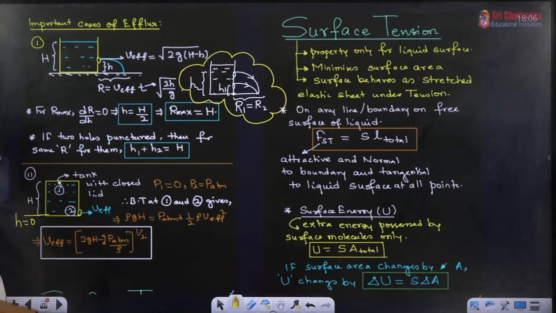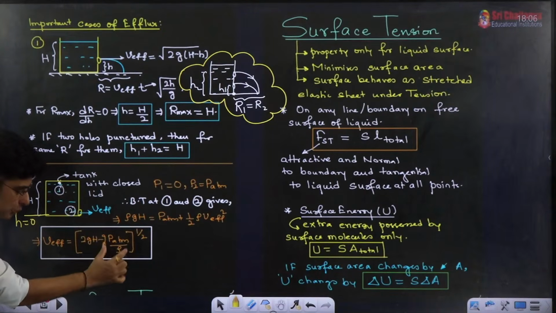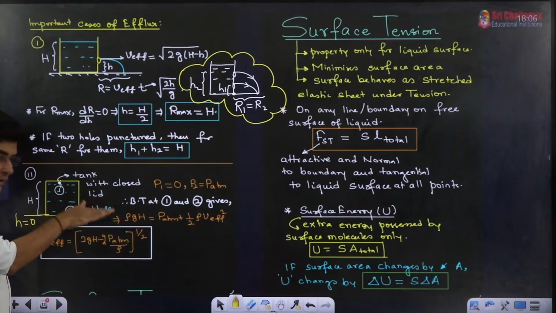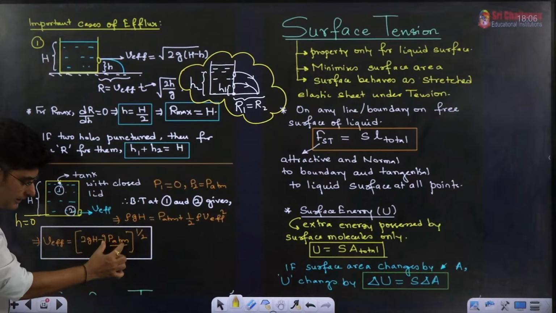Clear? Very important case. And if you want it to flow even on closing the lid, then 2gh should be more than 2 P atm by rho if you want the efflux to happen. And if efflux is not to happen, then it should be 0 or unreal. For that, 2gh should be less than 2 P atm by rho.